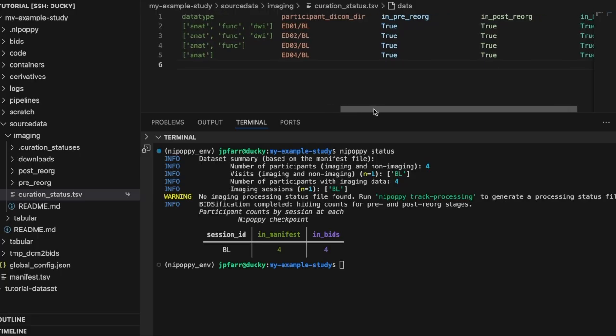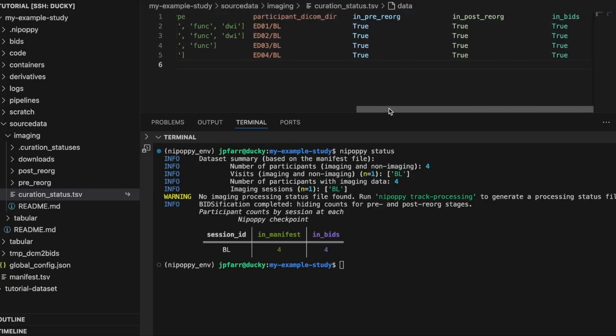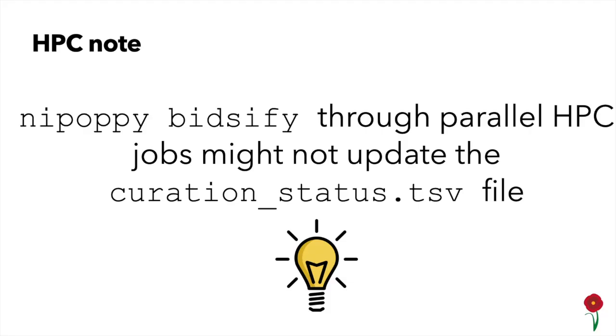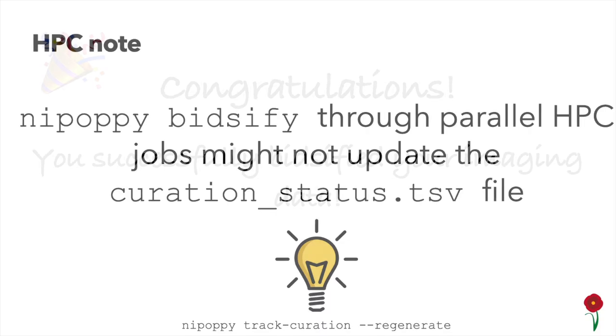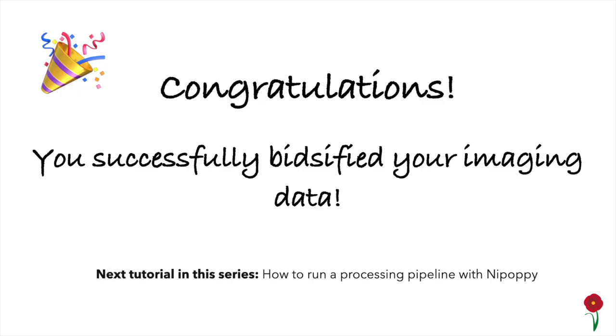Please note though that if you do the conversion with parallel HPC jobs, the curation status file will likely be inaccurate due to race conditions and needs to be updated by running Nipoppy track curation regenerate. Congratulations! You are now ready to run processing pipelines on your BIDS dataset.